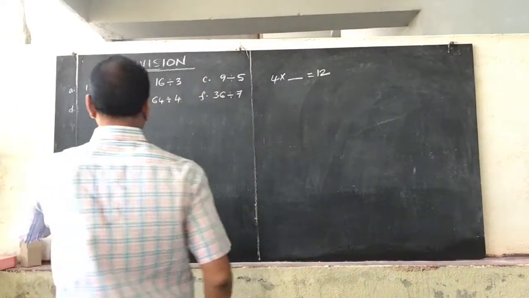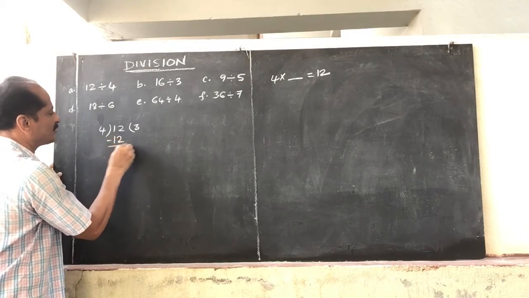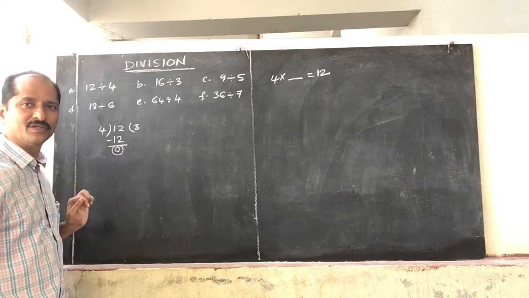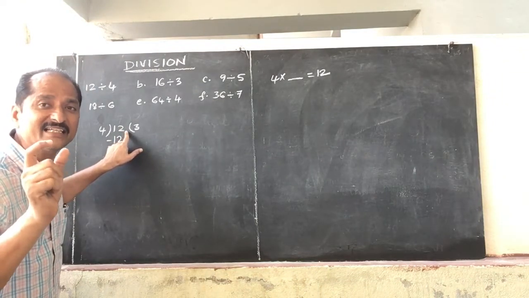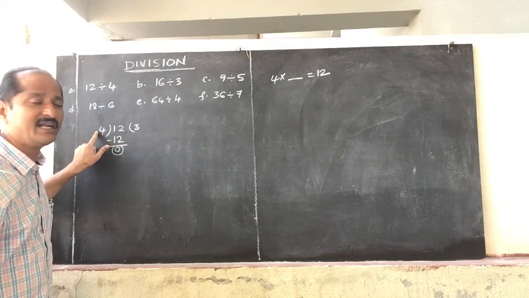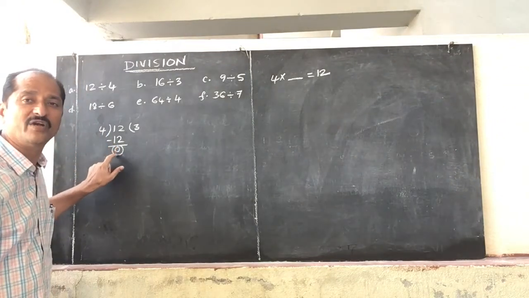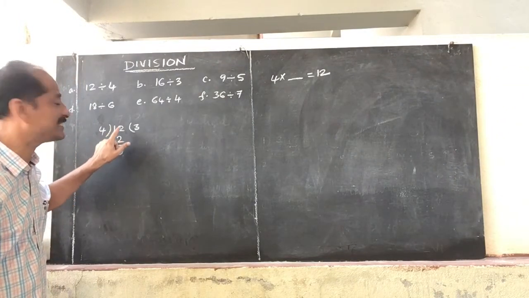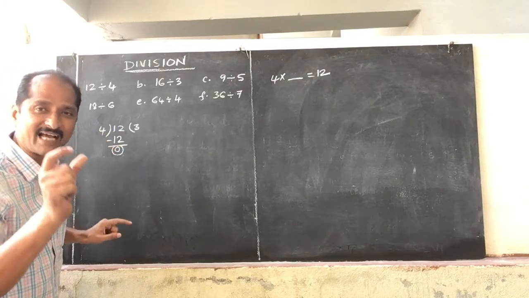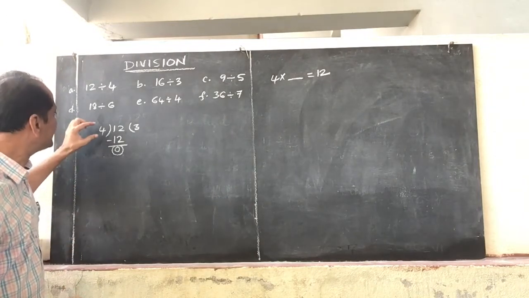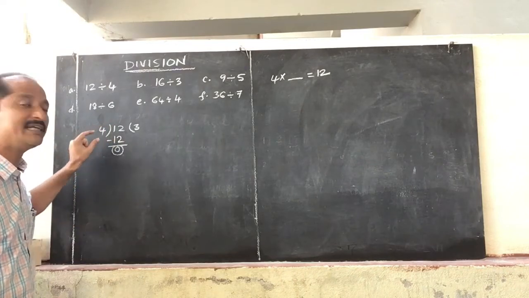Here also, divide 12 by 4. 4 3s are 12. Remainder is equal to 12 minus 12, 0. So here we can say 12 is exactly divisible by 4. That means in this division we have got remainder 0. So we can say this is an exact division. That means 12 is divisible by 4 exactly. So here we can say 4 is a divisor of 12.